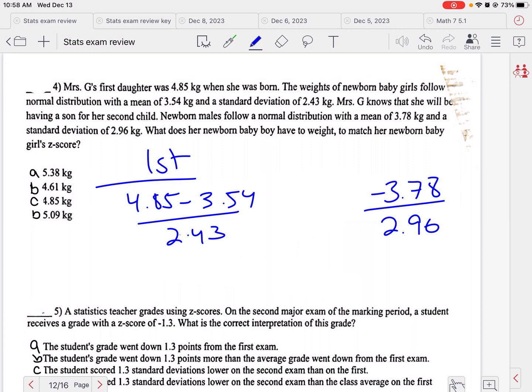Okay, so first we have to calculate the baby girl's Z-score. So 4.85 minus 3.54 divided by 2.43. So that is 0.54. So we're going to set that equal to 0.54 over here. So we're going to do 0.54 times 2.96, adding 3.78. So that would mean the weight needs to be 5.38 kilograms.